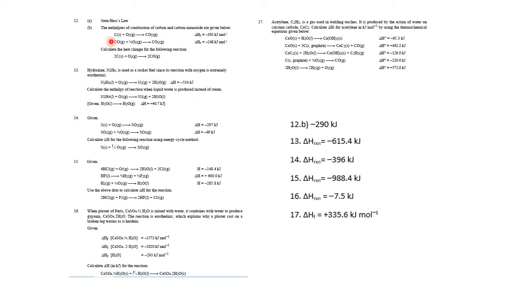Have a quick view. Enthalpy of combustion of carbon and carbon monoxide is given below, and then calculate the heat change for the following reaction. Okay, carbon, oxygen, and then 2CO. Alert, 2CO, meaning that here CO is at the product, so the whole equation needs to be reversed, times 2, and then sum up. Okay, so one question is solved already, because this is exactly the same as my example.